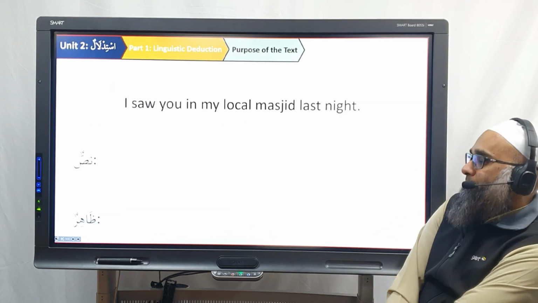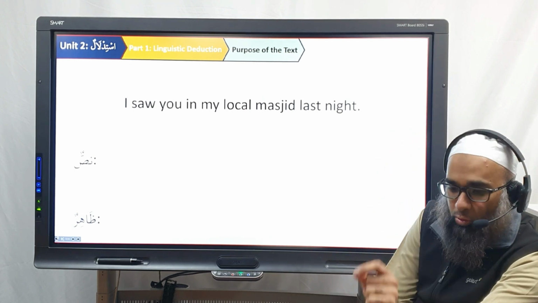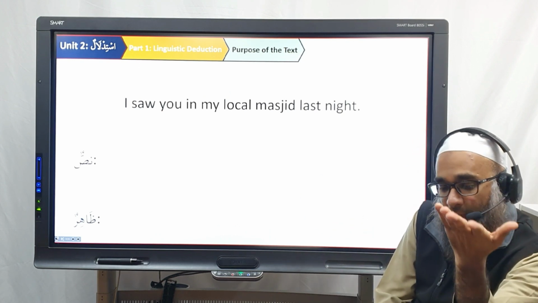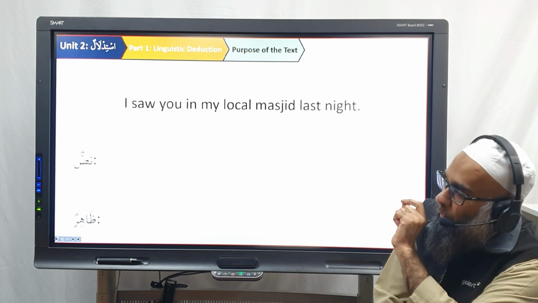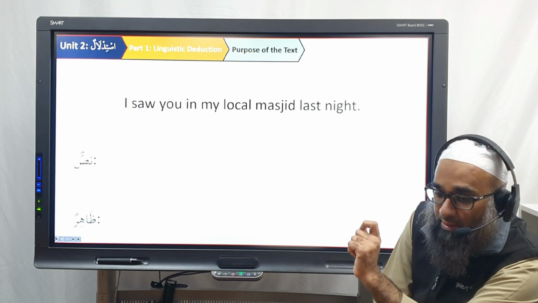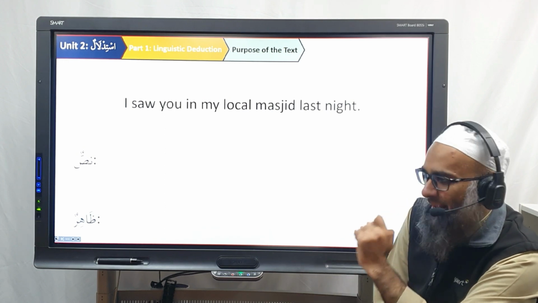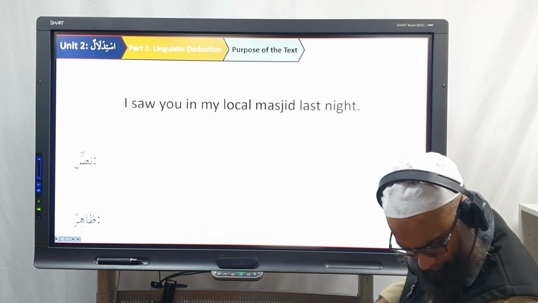For example, look. If I said to you here, I saw you in my local masjid last night. Let's say there are so many masajid in Leicester, and you live in another area, and you came to my area and you performed salah in my masjid. Yes? What would you say is the nas? Why has the speaker brought this text? What would you say is the nas of this sentence? I'm waiting for you.